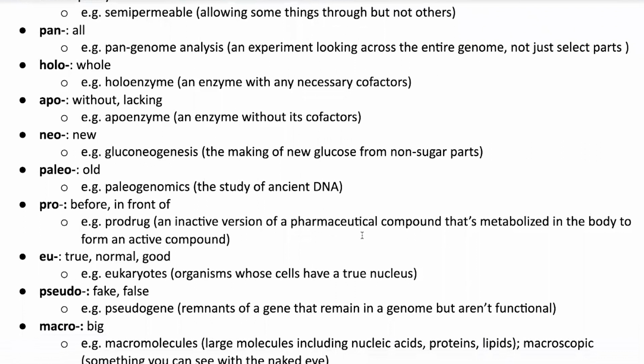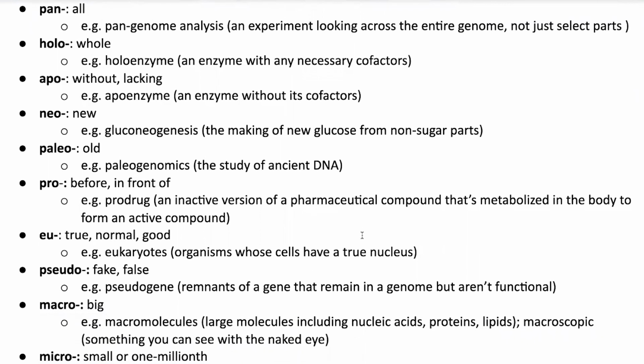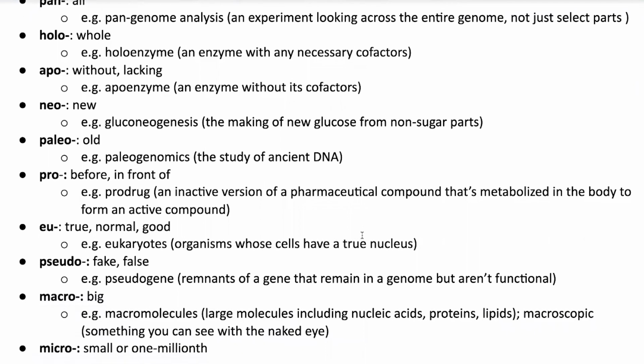Pan means all. So if you talk about pan genome analysis, they're telling you that their experiment was looking across the entire genome and not just at select parts. You might also see pan transcriptome or whatever, basically just all of whatever is after the word pan. Holo means whole. So whole, holo. You can probably figure that one out.